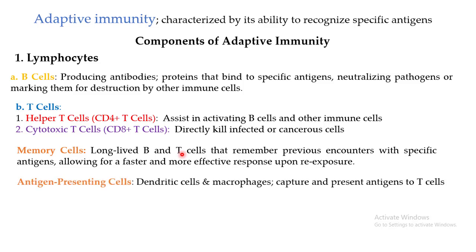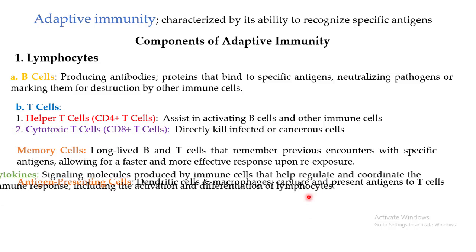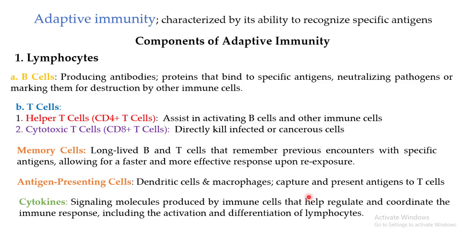Then you have the antigen presenting cells like the dendritic cells and the macrophages, which are responsible for capturing and presenting the antigen to the T cells. And the last one, which are not, of course, cells but components, are the cytokines, which are the signaling molecules produced by the immune cells that help regulate and coordinate the immune response, including the activation and differentiation of the lymphocytes. So, this is just an overview of the components of the adaptive immune system.